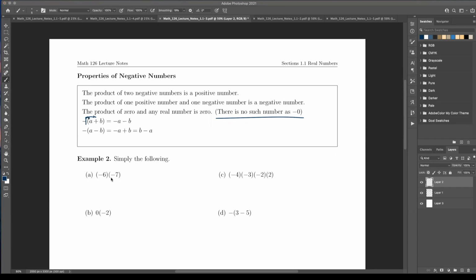So here, a negative times a negative will be a positive 42. Here I have a 0 and a negative. Well, this is 0. It's not -0, just 0. Here I have a negative, a negative, a negative, and a positive. What you really end up doing here is 4 times 3, which is 12, times 2, which is 24, times 2 more is 48.